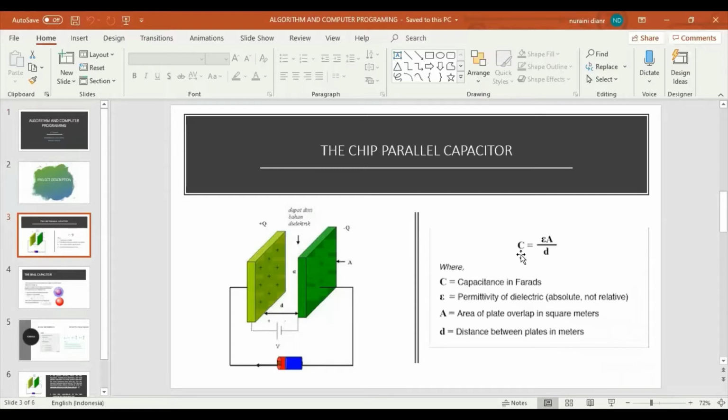capacitance. Formula is C equal epsilon 0 times A per D, where C is capacitance in farads, epsilon 0 is the absolute permittivity, not relative, and A is the area of the plate, and D is the distance between plates. This is D, and this is A, and this is the voltage.